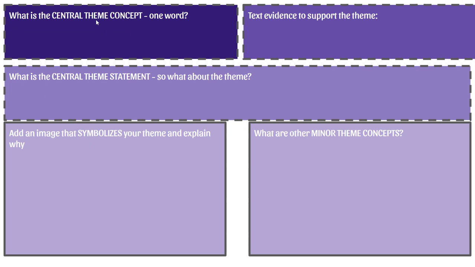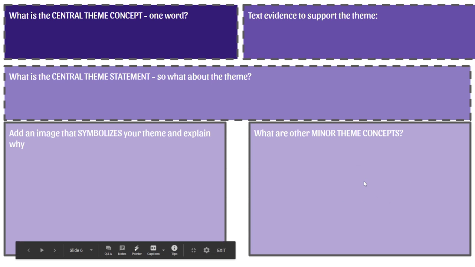Then we're going to go to the theme, which you just did last quarter. Text evidence to support the theme. And then give me a statement. Now, guys, look at this. This is concept. This is one word. Remember how we talked about multiple words? And then you can create your statement from that. Well, that's what you're doing here. You're going to give me the concept, the evidence, and then in this middle one right here, that's where you take it and you make it a statement. Give me a symbol. Why did you choose that? And are there other minor theme concepts?